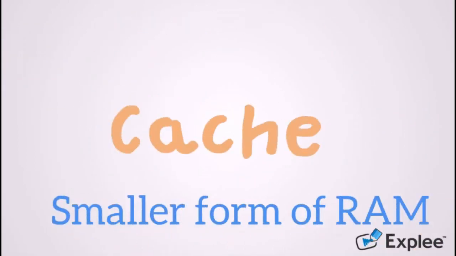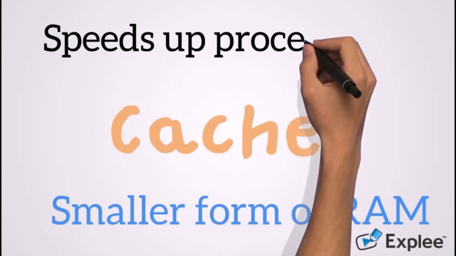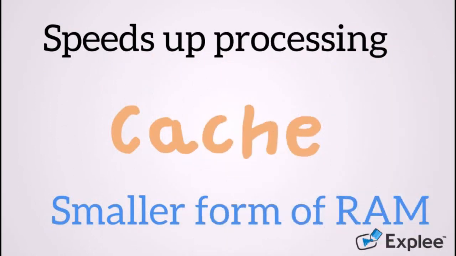Cache is a smaller form of RAM. Its main purpose is to speed up processing by saving frequently accessed programs.